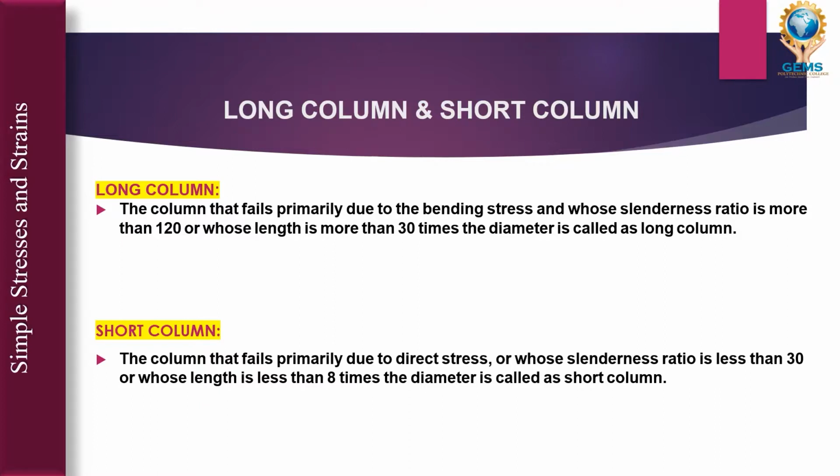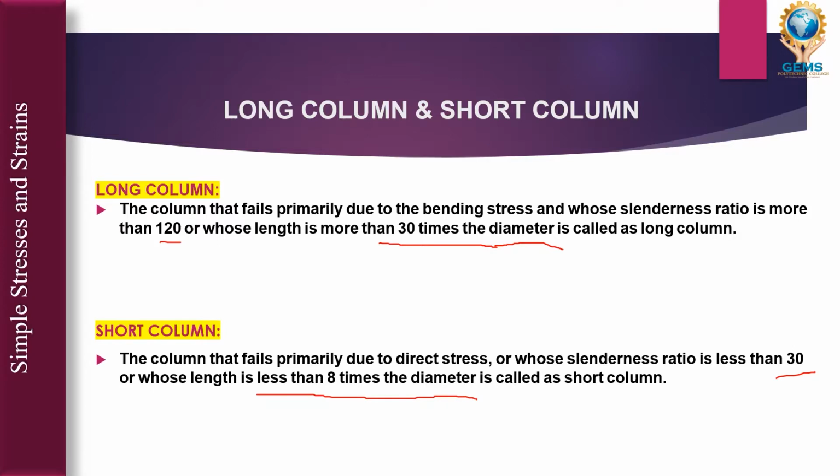Listen my dear students, only 2 points you have to focus here. First one is slenderness ratio is more than 120 in long column, but slenderness ratio is less than 30 in short column. Second point is length is more than 30 times the diameter. Understand? Length will be more than 30 times the diameter in long column, but in short column length will be less than 8 times the diameter. Understand? Only 2 points you have to remember.